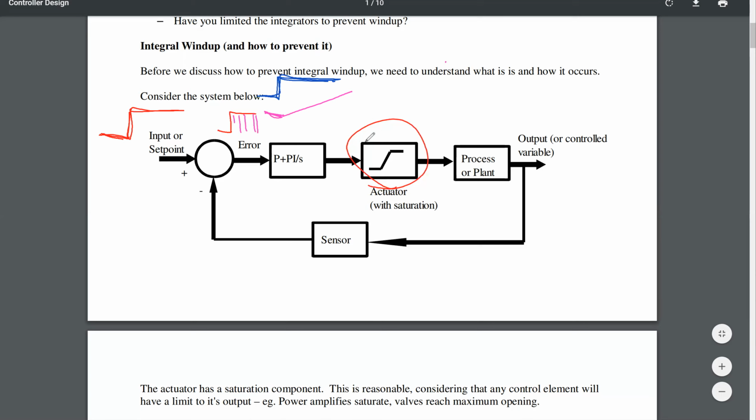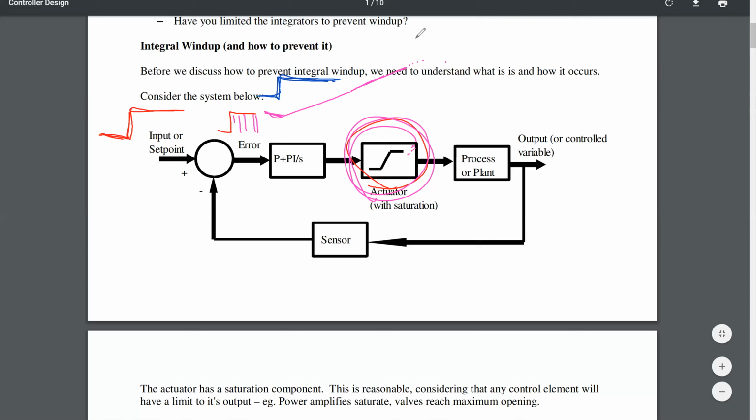Now, what you will find is normally the integral term would have acted to eliminate the error, but because of this saturation block, it's unable to do so, and some error remains. Because some error remains, this integral term keeps winding up as long as we're not at our set point, which is the case because the amplifier is saturated. So unless we make a set point change, this integral term is going to keep winding up.